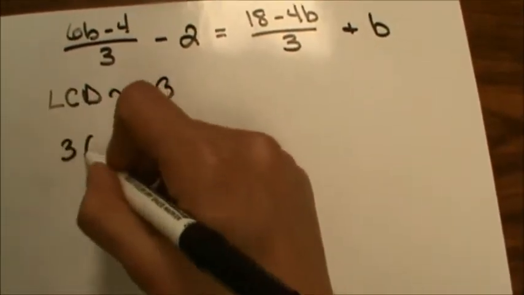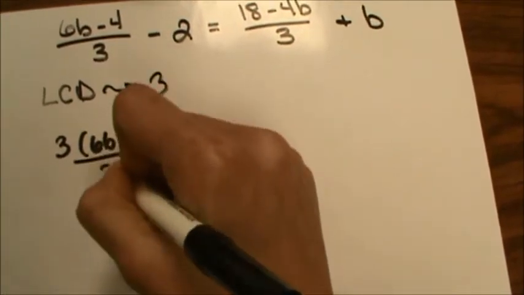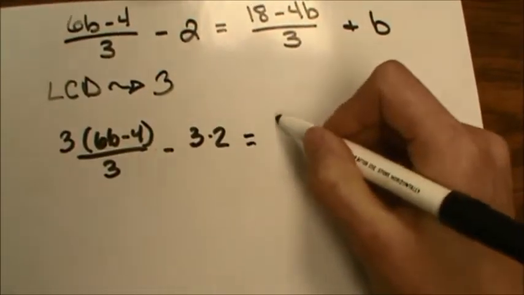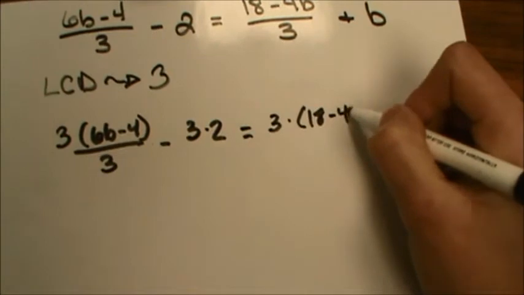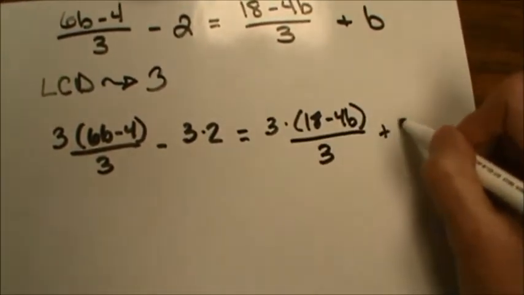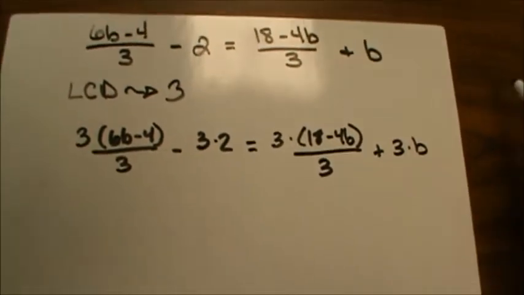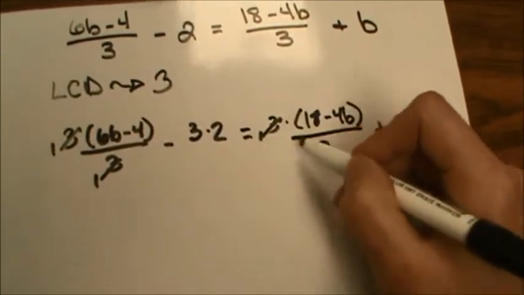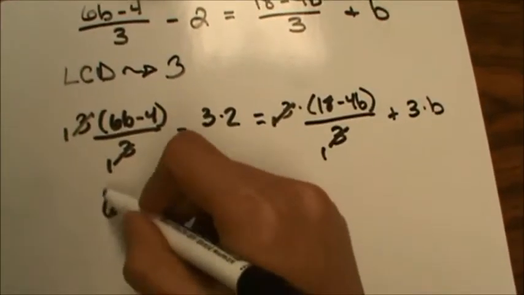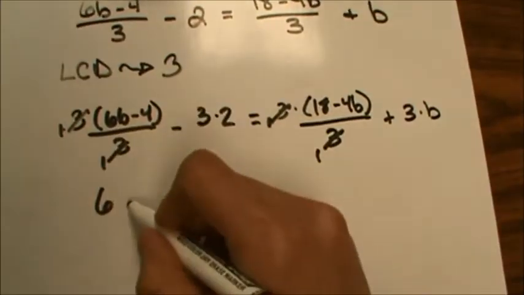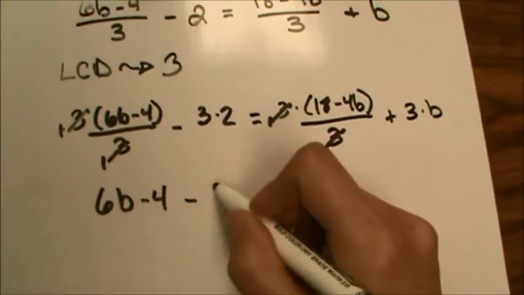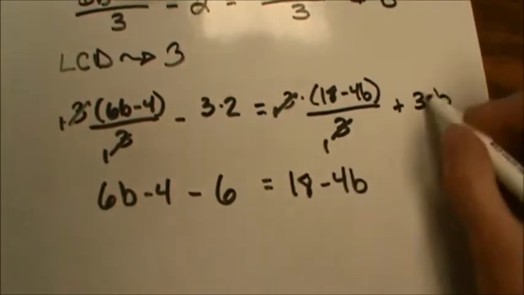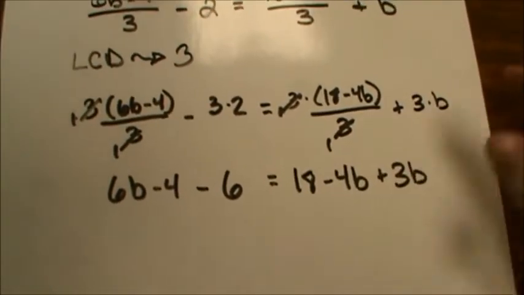So I'm going to have 3 times (6b minus 4) over 3 minus 3 times 2. This needs to be multiplied by 3 as well. 3 times (18 minus 4b) over 3, and then 3 times b. Every term up here gets multiplied by 3. These 2 cancel out. These 2 cancel out. So I'm left with 1 in front of here, which if I distribute just keeps everything here the same, minus 6. These two canceled, so I just have the 18 minus 4b on top, and then plus 3b right here.